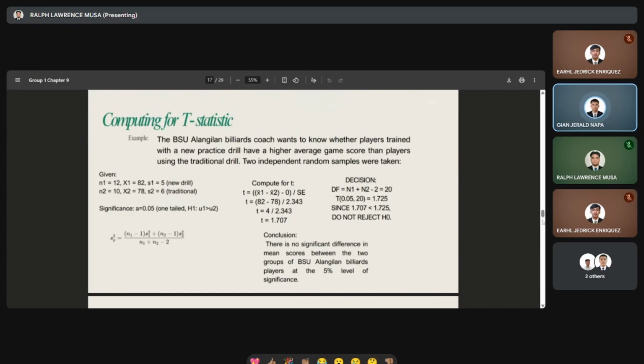Degree of freedom is n sub 1 plus n sub 2 minus 2, so that's equal to 20. Our critical value after using the values of t and df is 1.725. Our t is less than the critical value, so our decision is to not reject the null hypothesis. Therefore, our conclusion is there is no significant difference in mean scores between the two groups of BSU Alangilan billiards players at the 5% level of significance.